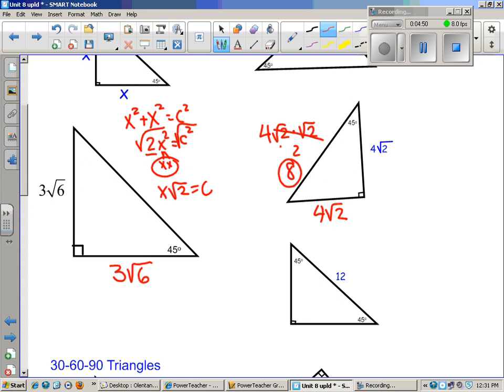And this one would be 3 radical 6 times radical 2. What's radical 6 times radical 2? Radical 12. So I'd do 3 radical 12, and I have to simplify that. 12 breaks down into 4 and 3, and then 2 and 2. There's a pair, so they get to go out. This one has to stay home because it's out by itself. So the 2 comes out and multiplies by the 3, so it's 6 radical 3. So the final length of this side is 6 radical 3.